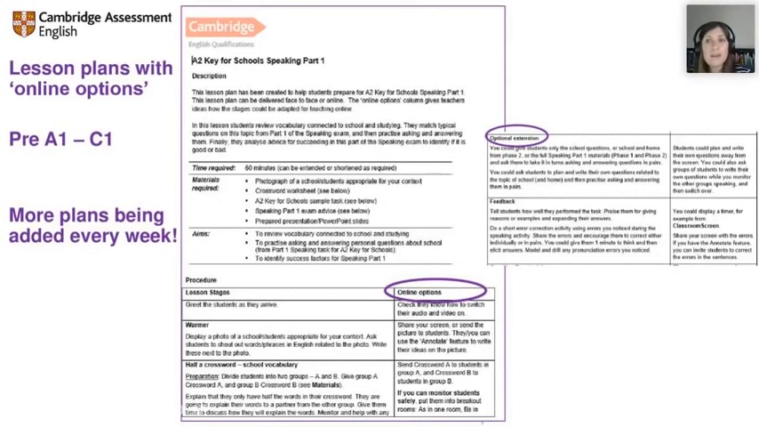Okay, and these are available for all levels from pre-A1 starters right up to C1 advanced. And because we are creating these as we go along, every week we are adding more plans. So if you look today and then look again in a week, you'll see that more plans have been added. So yes, I can see lots of questions. How do we find them? Good question.